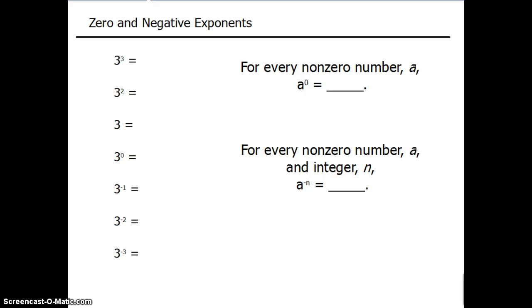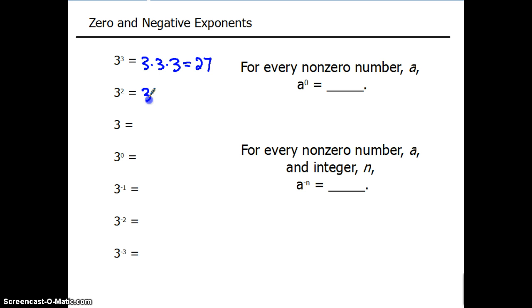Alright guys, today in this video I'm going to teach you about zero and negative exponents. First thing I want us to do is to think about these problems over here on the left hand side of your screen. 3 to the third, we all know that means 3 times 3 times 3. Alright, and if we do the math, 3 times 3 is 9 times 3, that is going to be 27. Or if you type that in your calculator, 3 raised to the third power is 27.